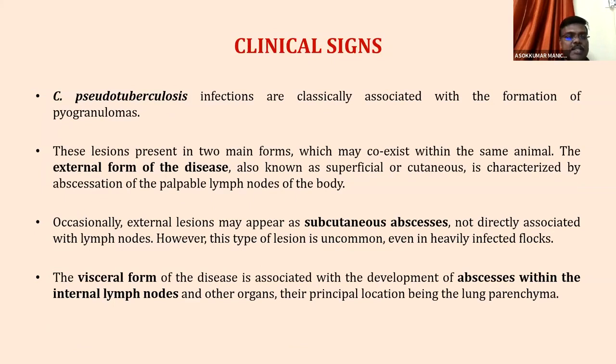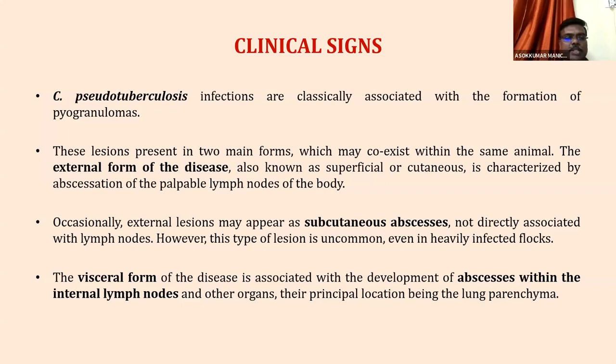When you look at the clinical signs, infections are classically associated with the formation of pyogranulomas. That means granulomas with pus. These lesions present two main forms, which may coexist within the same animal. Sometimes the two forms may coexist in the same animal.